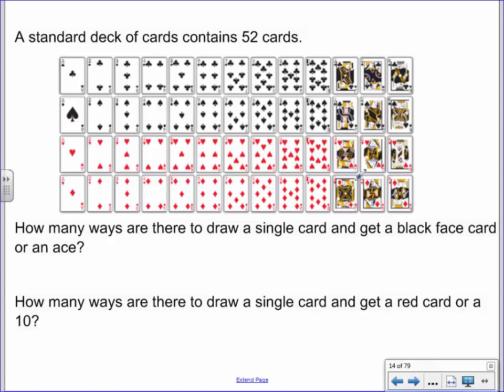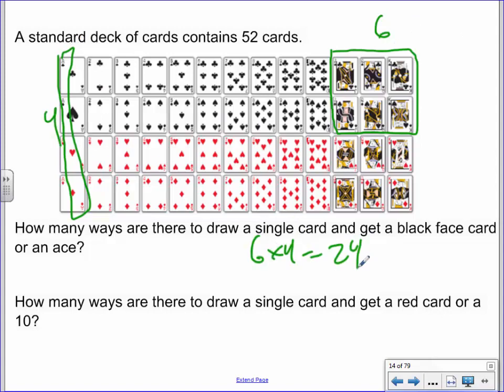Well, let's start looking at them. How many black face cards are on here? Yeah, there's these guys right here. These are the black face cards. But you can also win with an ace. So 4. So now, what some people might do is they might say, oh, well, there's 6 right here. There's 4 right here. 6 times 4 means there's 24 ways we win. That's wrong. It's all about one small word. The word right here is or.